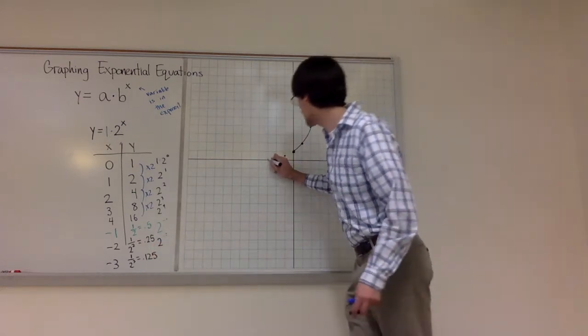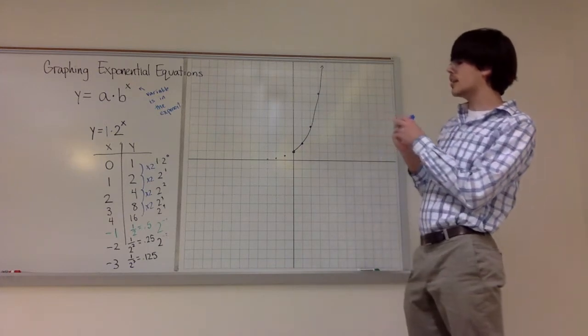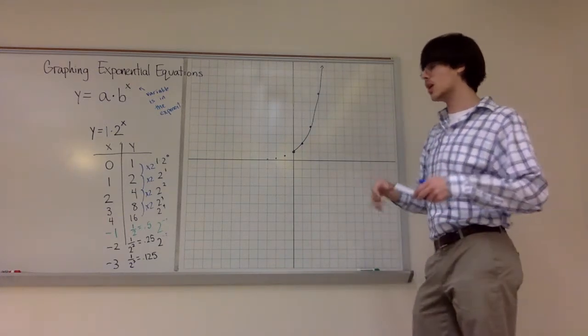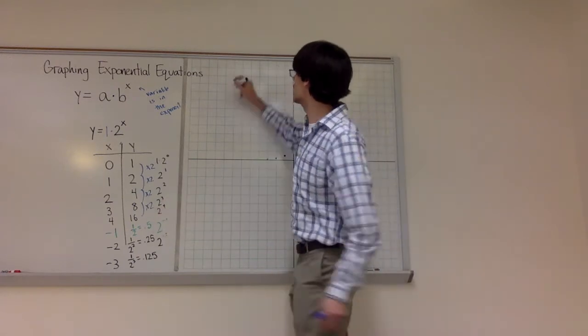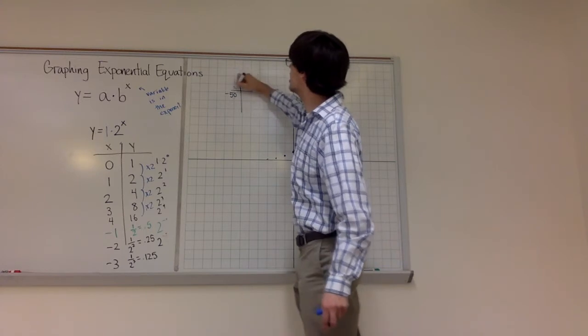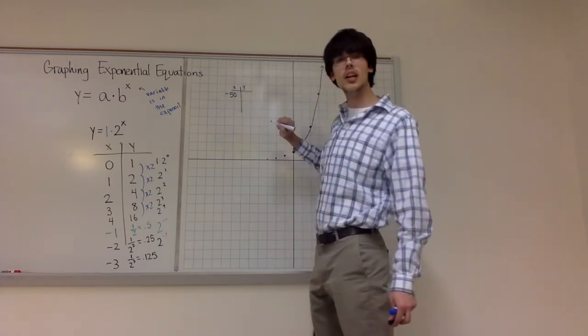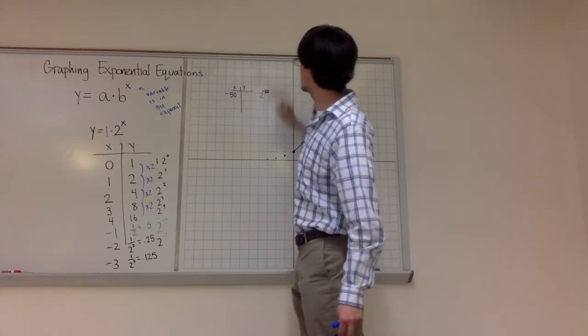So it's negative 3, 0.125 there. If I plug in a negative 4, it's going to be 1 over 16, whatever the decimal is for that. Basically, even if I had, I'm out of room here, I'm going to plug in a negative 50 for x, continuing my table over here. If I plug in a negative 50, I have 2 to the negative 50th power.